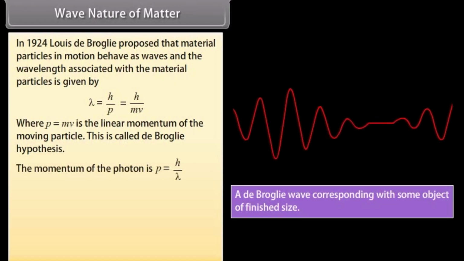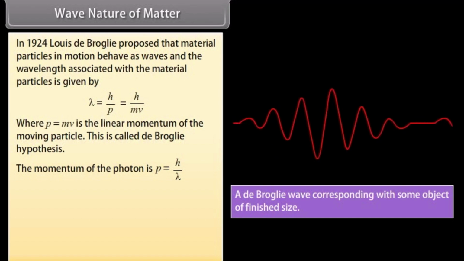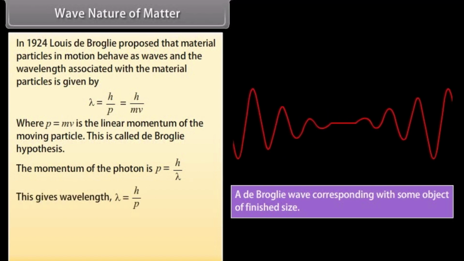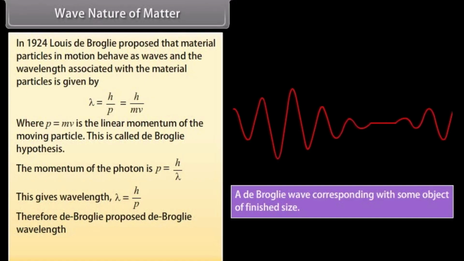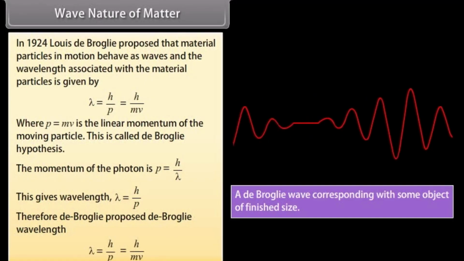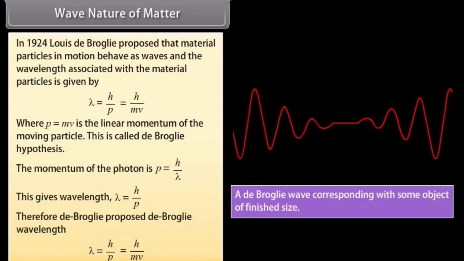The momentum of the photon is p equals h by lambda. This gives wavelength lambda as h by p. Therefore, de Broglie proposed de Broglie wavelength lambda equals h by p, which equals h by mv.